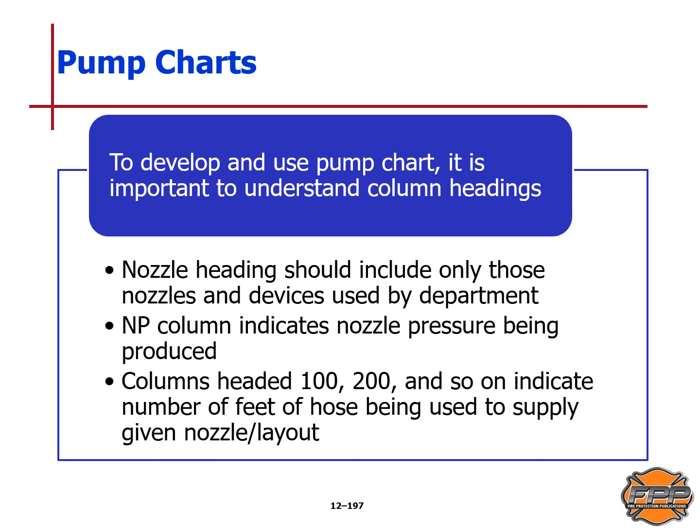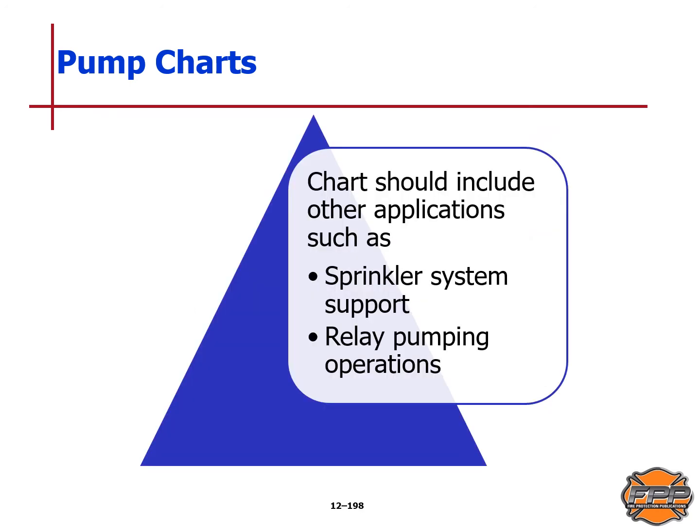The nozzle column indicates nozzle pressure being produced. Columns headed 100, 200, and so on indicate the number of feet of hose being used to supply a given nozzle layout. The chart should include other applications such as sprinkler system support and relay pumping operations.